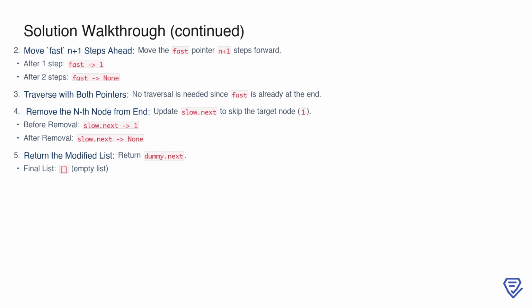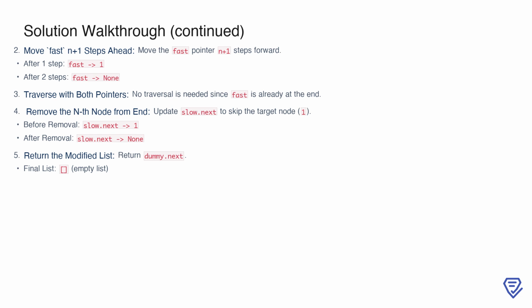After the first step, fast points to the node with value 1. After the second step, fast reaches none, indicating the end of the list. Since the fast pointer is now at the end, no further traversal is needed. The slow pointer remains at the dummy node, and the node to be removed is directly after it. To remove the node, we update slow.next to skip over the target node.